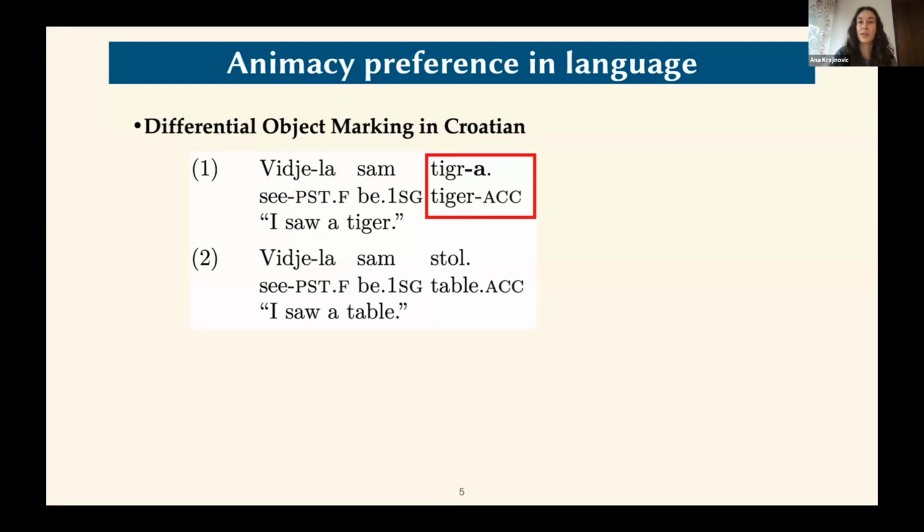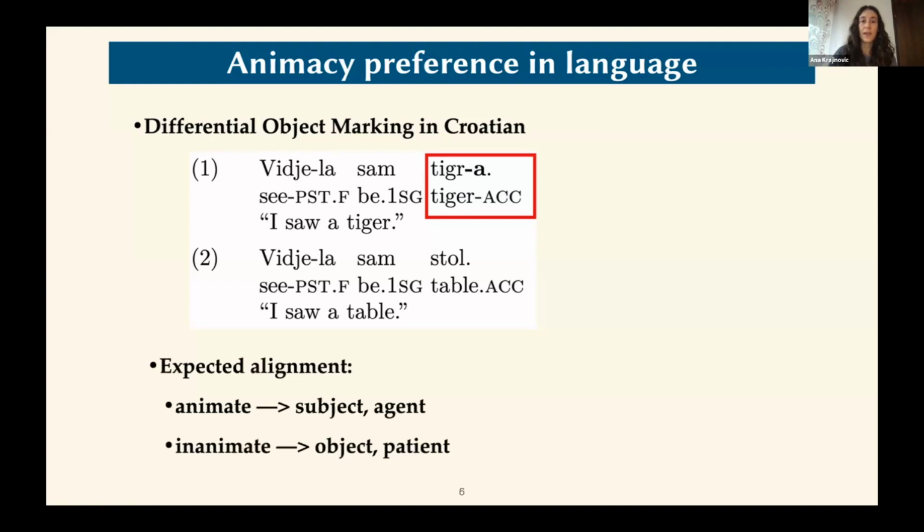So here the noun tiger, tigar, receives an accusative affix a, because it's an animate noun in the syntactic object position. So vidjela sam tigra receives this marking because we have an animate noun as an object, while when we have an inanimate noun like table in the function of object, we don't receive any marking because the noun is inanimate. And the reasoning for this in linguistic literature goes something like this.